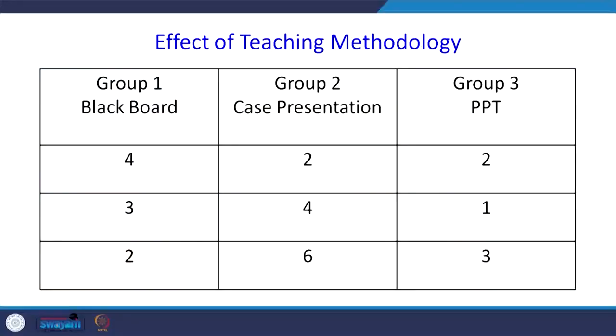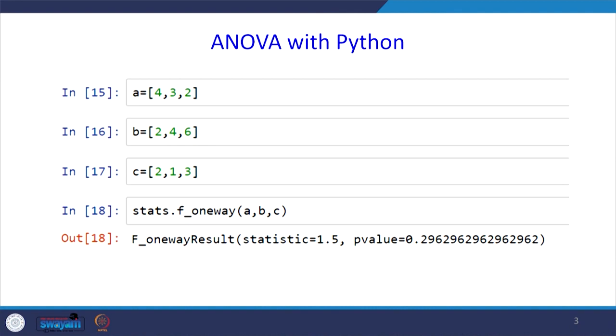The problem is that there are 3 different teaching methodologies. We have to say which teaching methodology is more influential on student performance. In Python, I have taken A as an array 4, 3, 2; B 2, 4, 6; C 2, 1, 3. If you type stats.f_oneway and call A, B, C and run that, you will get the calculated f value and the p value.